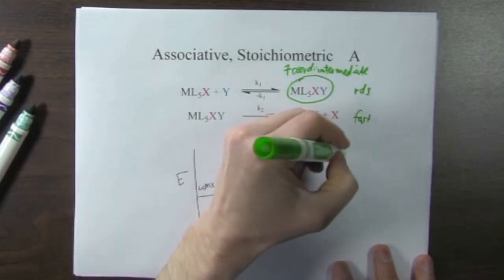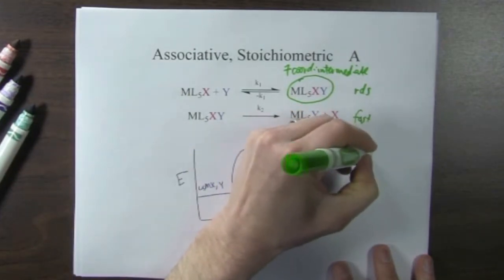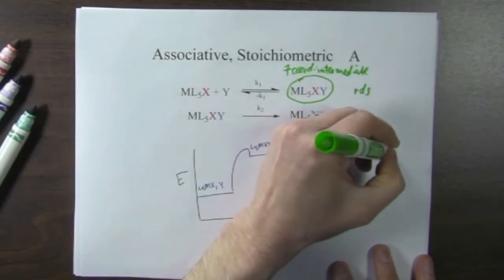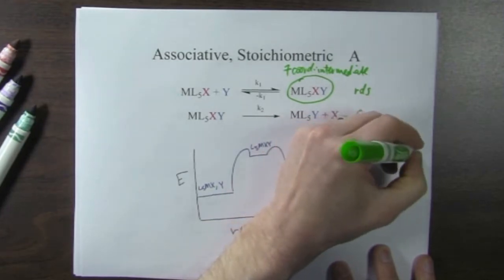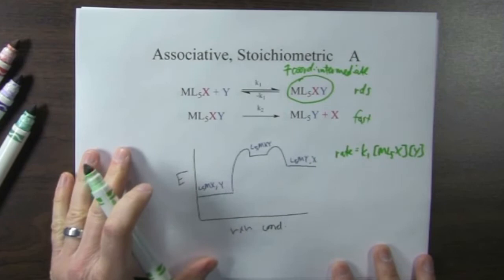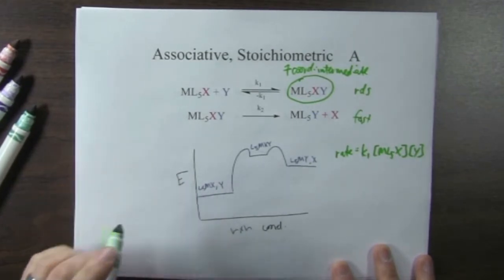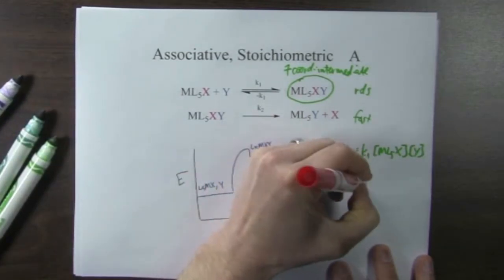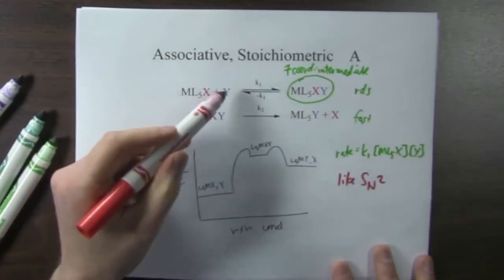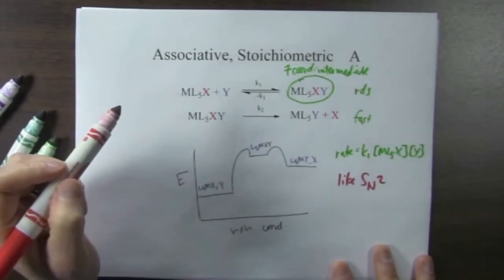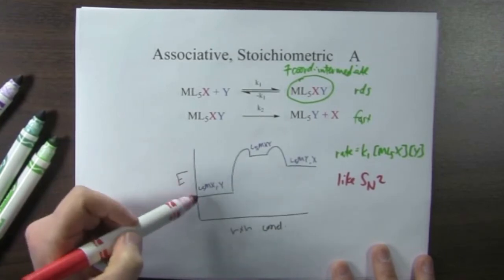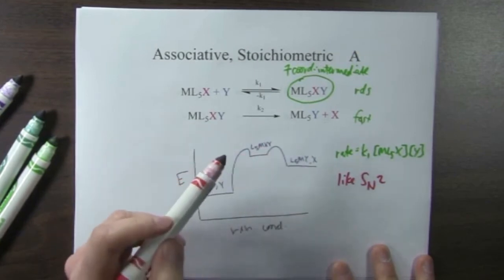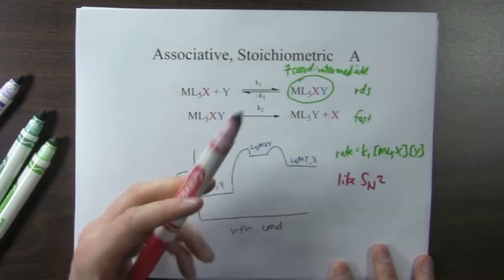And so the rate law is just this forward reaction and the concentrations of our reactants. And that's clearly a second order reaction. So this is like substitution nucleophilic second order, as it depends on the concentrations of both reactants. Our reaction coordinate diagram looks very similar to before. We have the reactants, we have this 7-coordinate intermediate, and then we have the products. So the difference is this intermediate that's formed.